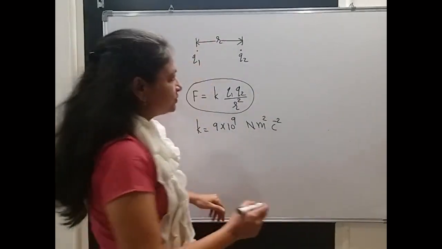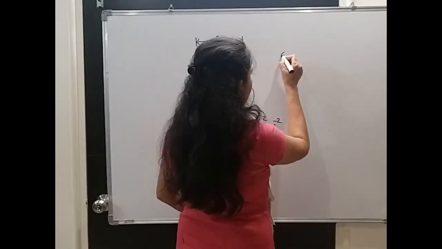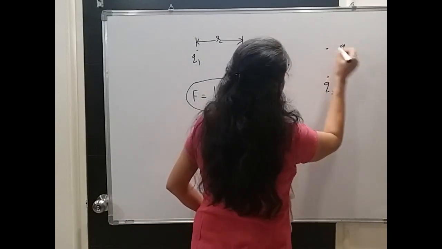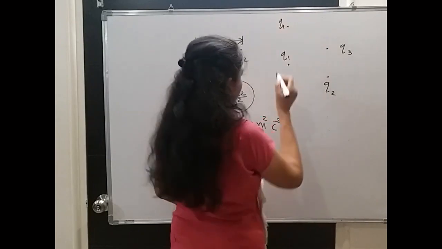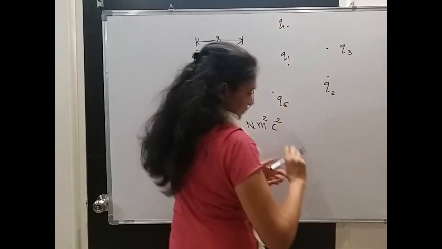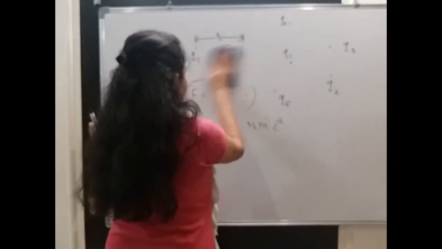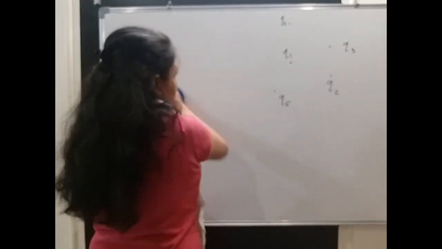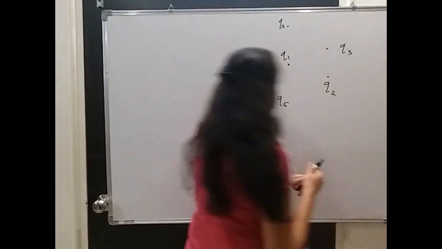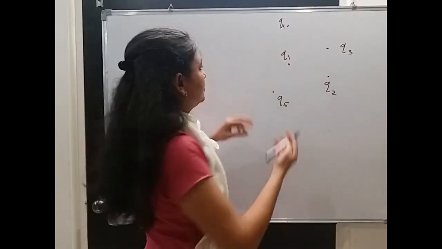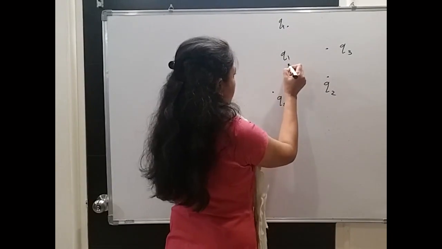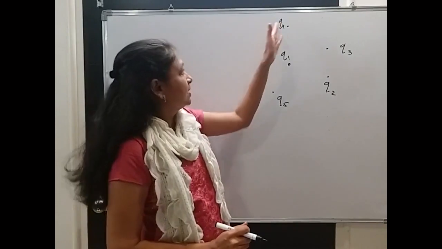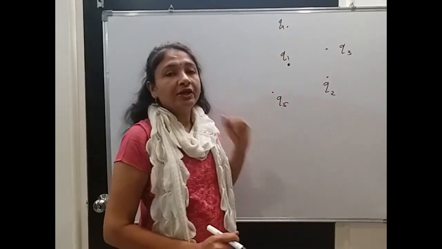Now instead of two charges, if I have Q1, Q2, Q3, Q4 and Q5, then what will happen? There are five charges. Now let us consider Q1 as our hero. Which forces will exist on it? Q3, Q4, Q2 and Q5.